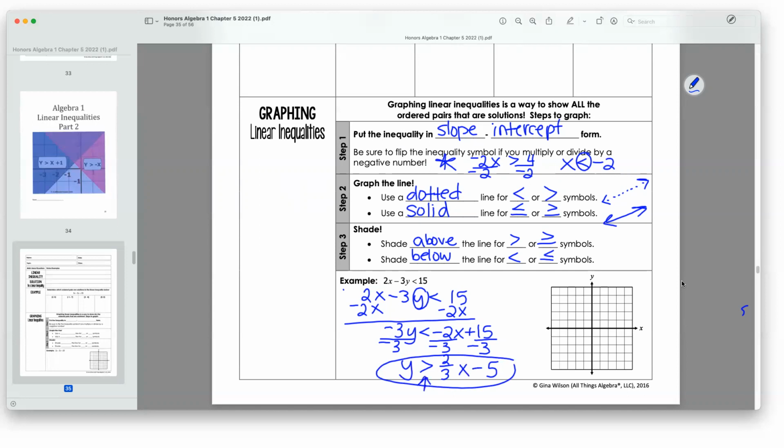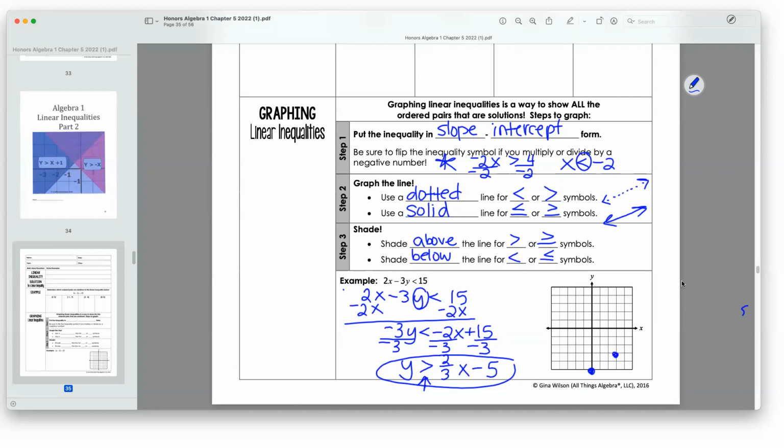Because the symbol is not an equal sign anymore, that just requires us to figure out which line to use and which area to shade. Well, we're going to plot the points like we normally would for a regular line. We start at -5, 1, 2, 3, 4, 5 on the y-axis. And the slope of this is positive 2/3. So that means we go up 2 and we go over 3 to get another point on the line.